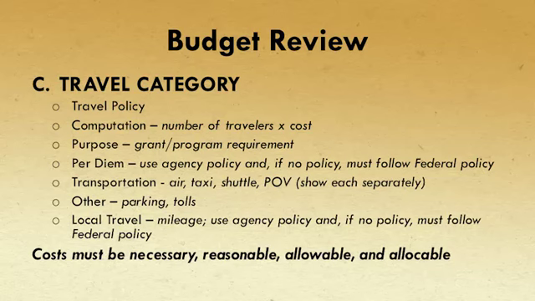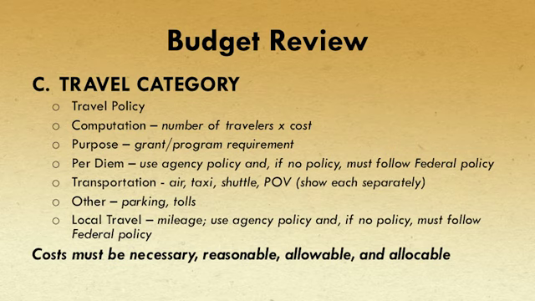In the travel category, the first thing the financial analyst will look for is whether the applicant has its own travel policy or whether they are following the federal travel guidelines. This section should include a brief reason for the travel. Also, there should be a complete computation for the number of travelers to include per diem and lodging. The mode of any transportation should be reflected. For example, air, taxi, shuttle, or POV.